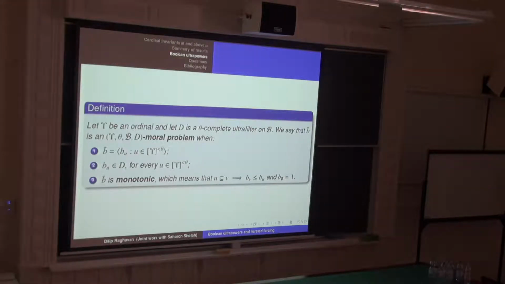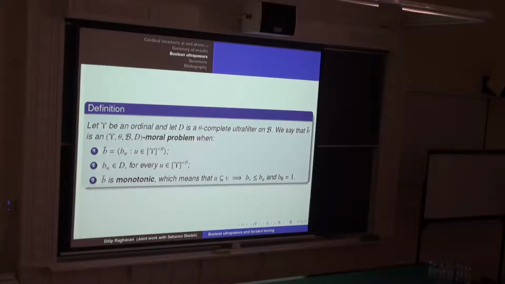Okay, this terminology, moral problem, we took from the paper of Malliaris and Shelah. I'm not completely sure, but I think they mean something slightly different from what we mean. So suppose upsilon is an ordinal and D is a theta complete ultrafilter on B.